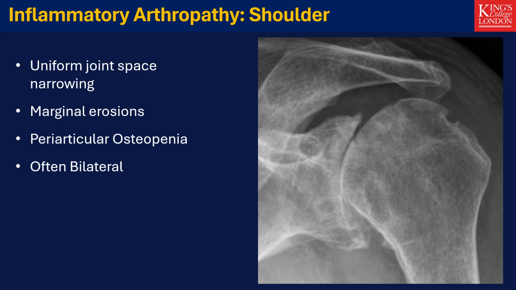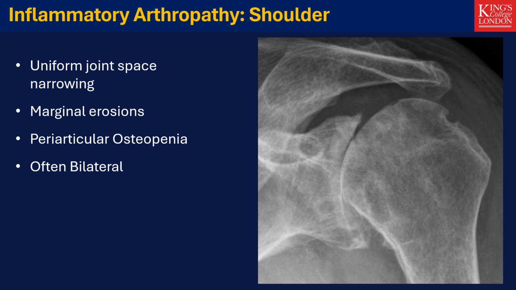Bilateral involvement is frequent and should raise suspicion for systemic inflammatory disease such as rheumatoid arthritis. Always assess both the glenohumeral and acromioclavicular joints, as inflammatory patterns often involve multiple compartments.